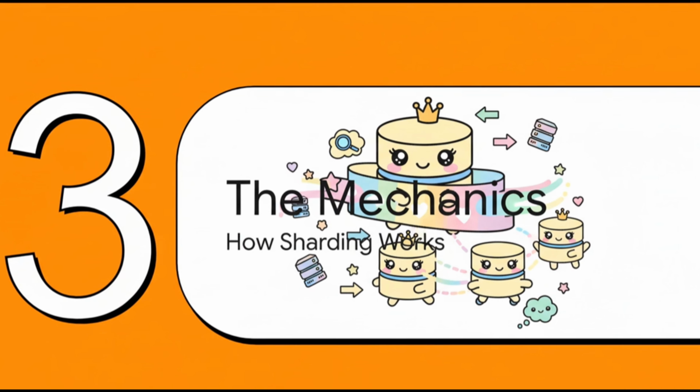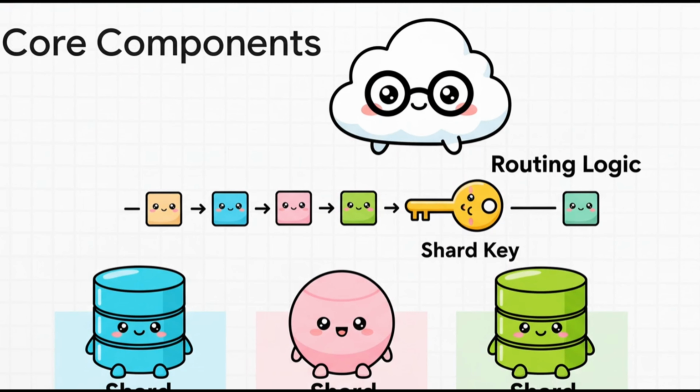All right, so that's the big idea. But how does this whole thing actually work under the hood? Let's get into the nitty-gritty, because there are a few key pieces you really have to understand for it all to click. You've really got three main players in any sharding setup. First, you've got the shards themselves. Those are the individual databases. Second, and this is crucial, you have the shard key. Think of it like the zip code for your data. It's a specific column, like a user's ID, that tells you where that user's data should live.